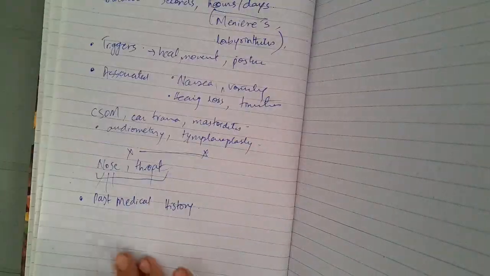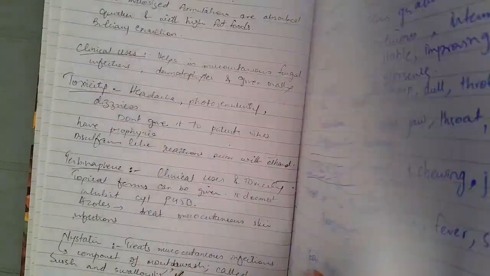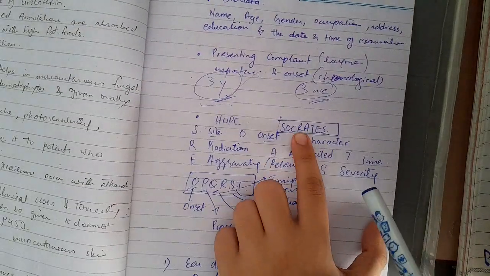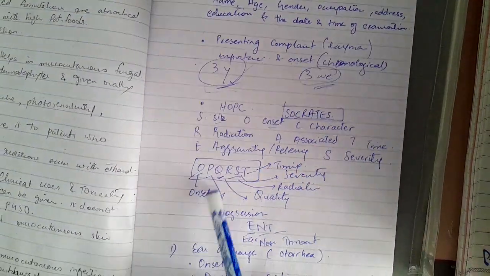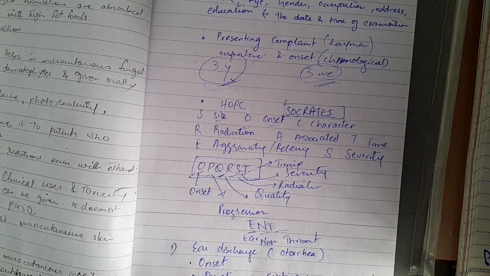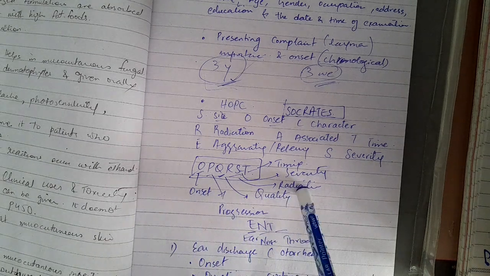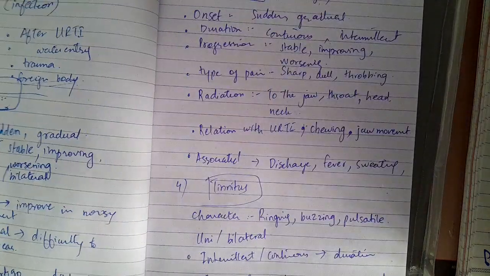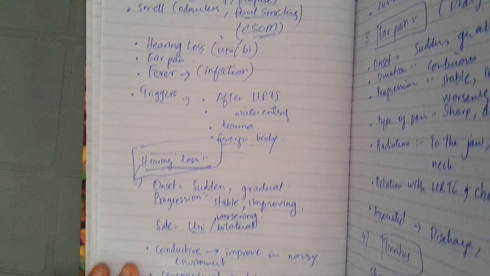So this was the whole format of history taking of the ear. And the headings which we are going to focus on are this criteria, SOCRATES for pain, you have to remember this, and OPQRST for any other symptom. You will ask about the onset, how it progresses, the quality, radiation, severity, and the timing. Then you will ask about the ear discharge, if it is there. There are some questions which you are going to ask.